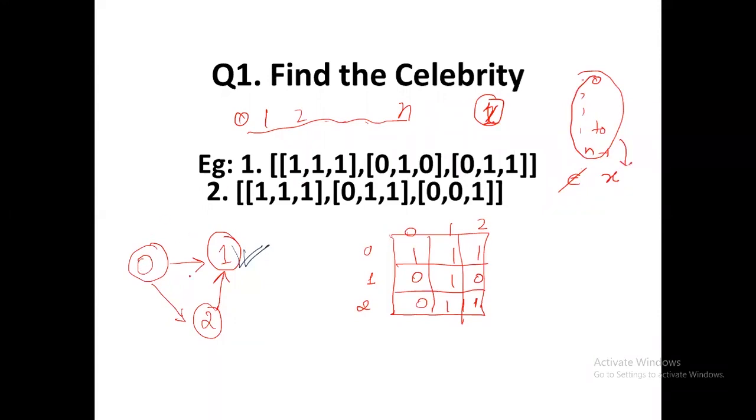So graphically, if I want to show you, let's consider there are 3 people in the party, 0, 1, 2. Out of 3 people, this arrow from A to B means A knows B in the party. So 0 knows 1 in the party. 0 knows 2 in the party. 2 knows 1 in the party. But 1 does not know anyone in the party. So it can be the celebrity. It is the celebrity. 1 is the celebrity.